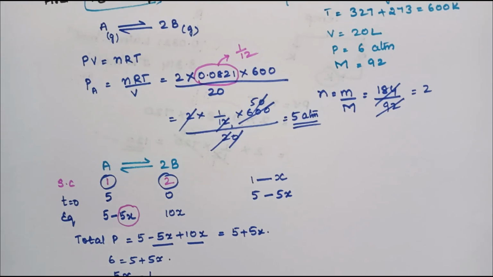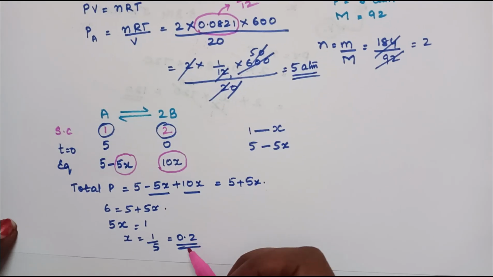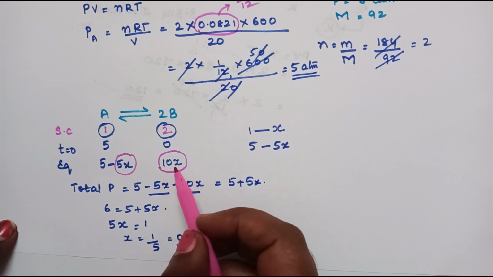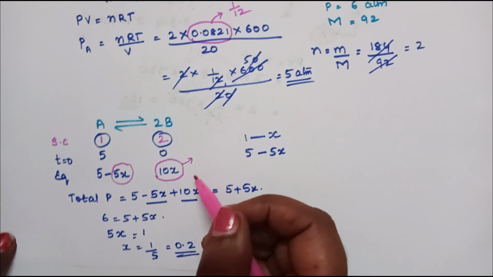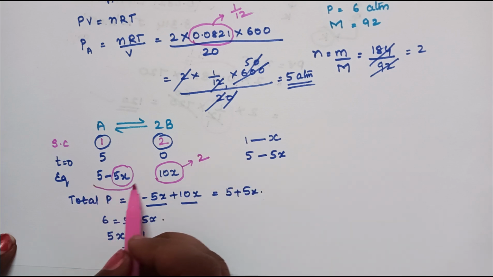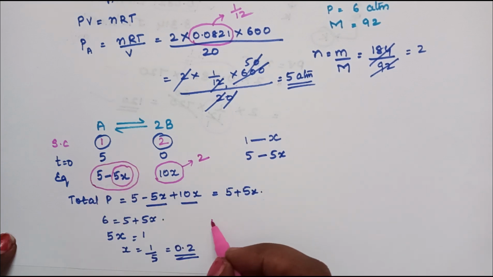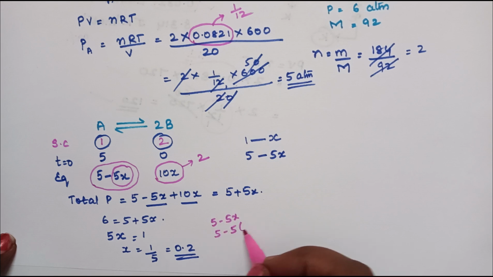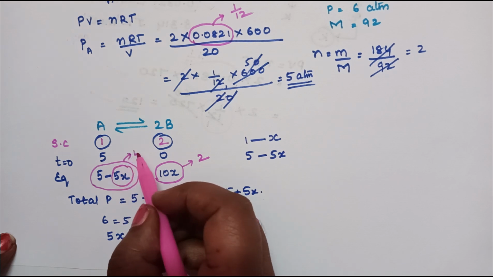Now substitute in this. So pressure at equilibrium: 10 into x value 0.2. 10 into 0.2 is how much? 10 2s are 20, 2.0. So this will be 2. Same way, multiply with this. 5 minus 5x. X is 0.2. 5 minus 5 2s are 10. So you will be getting 1.0, which is 1. 5 minus 1 is 4. So this value is 4.